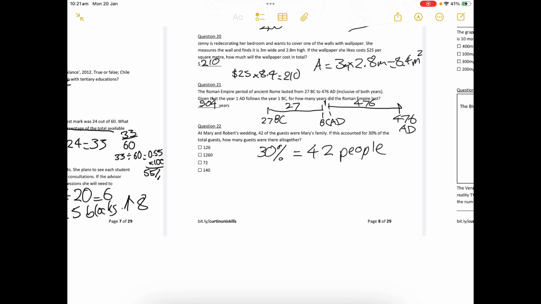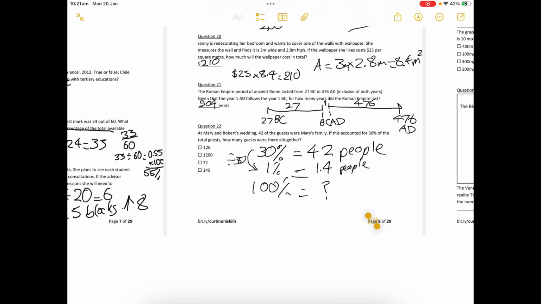Well, that means I need to work out how many people 100% is, okay? So to do this, I'm going to figure out how many people 1% represents. And how I do that is, well, 30% is 42. So to get to 1%, I'm going to divide it by 30, okay? So I'm going to put 42 divided by 30, and 1% is 1.4 people.